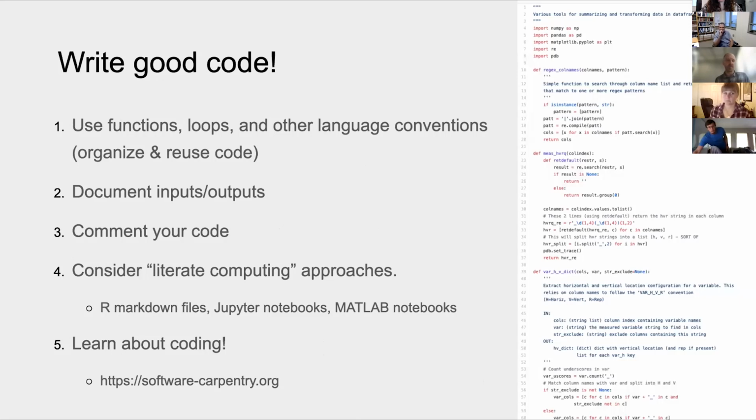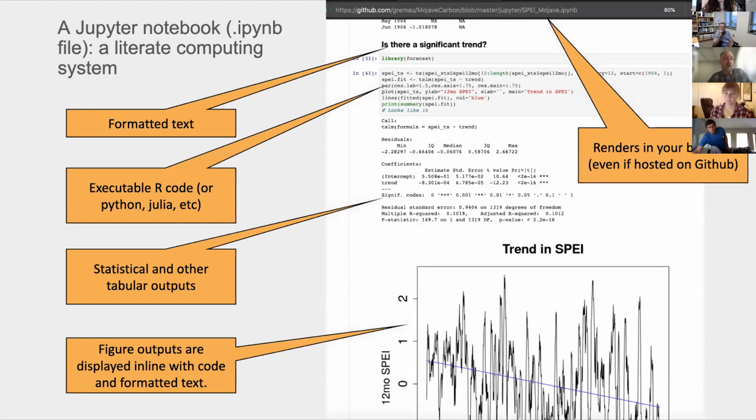I think we'll kind of skip over this, but there are some things you want to learn about writing good code, like using functions, loops, and other language conventions. Consider using literate programming approaches. So this is a Jupyter notebook, and there are similar tools in R, like R Markdown notebooks.